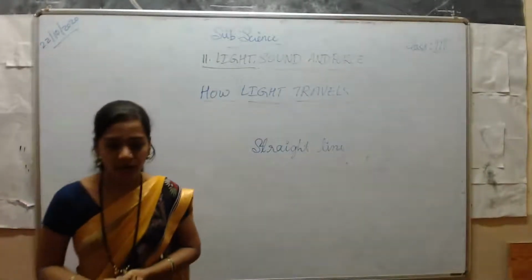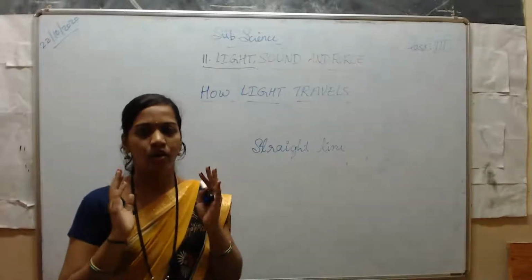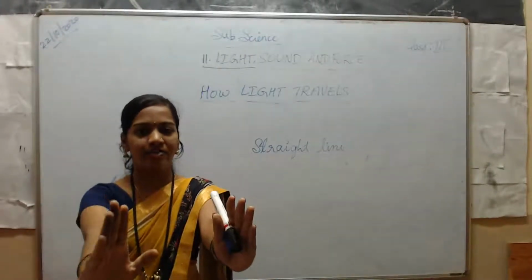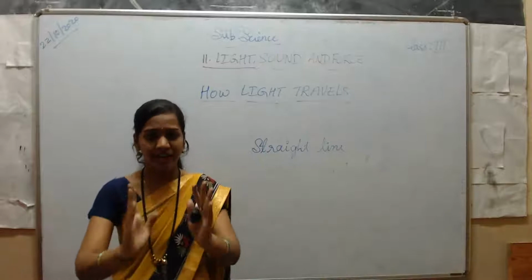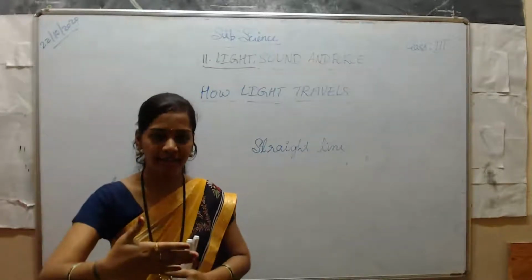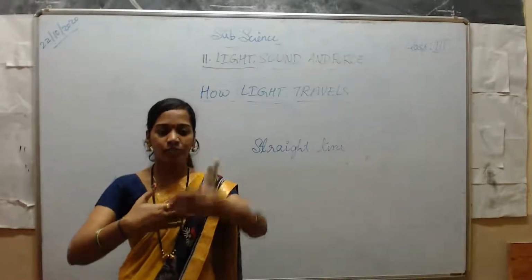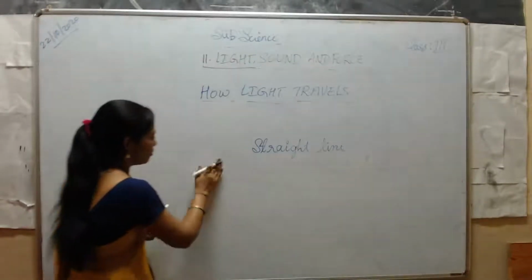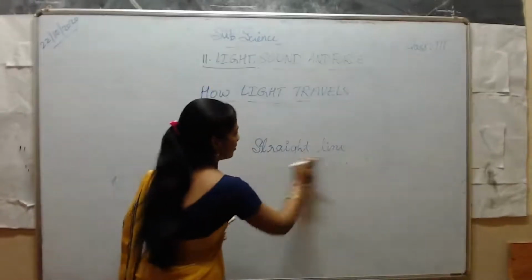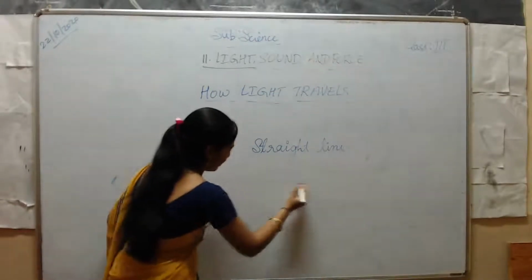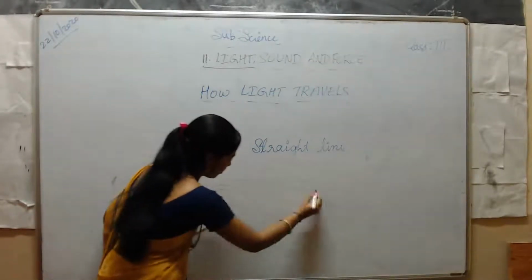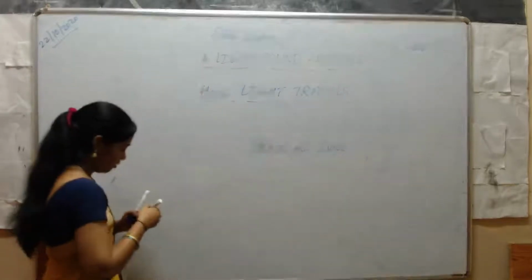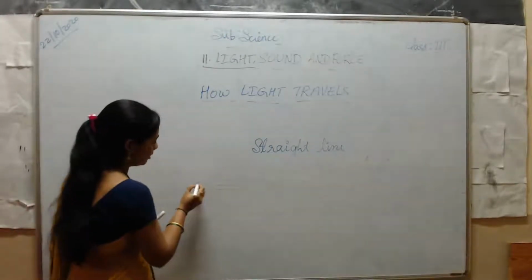For example, when you put on a torch, the light always goes in a straight line. In this straight line, if any object enters, the shadow of that object appears on the opposite side. Okay, remember that light always travels in a straight line, right? Like this straight line it will go. So it is a light.